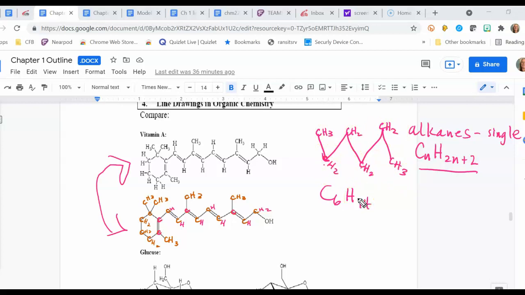Okay, so you're going to see line drawings like this. And why do we have them? We have them because it's much easier to draw this out to represent the hexane molecule, this is called hexane, than to try to draw out all the atoms, because as you can tell already, it gets very tedious very quickly.